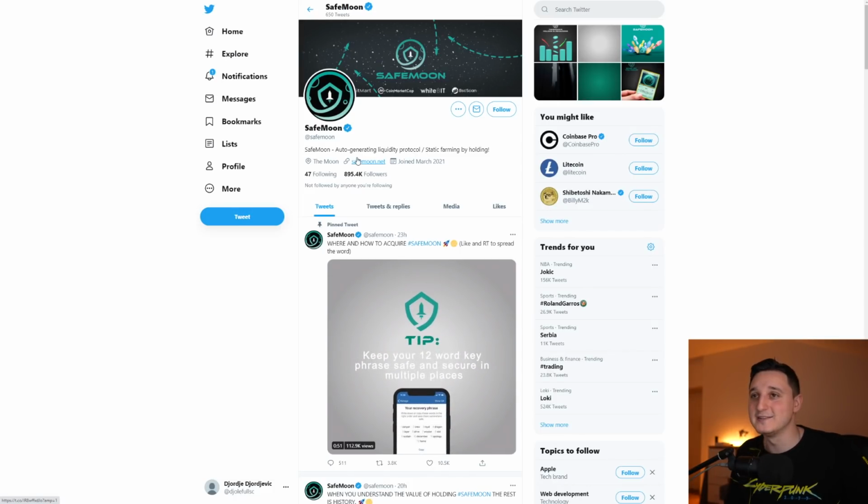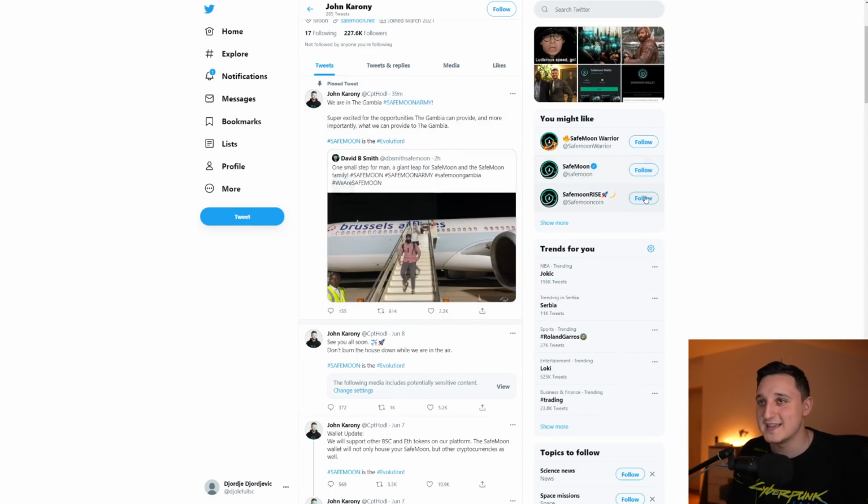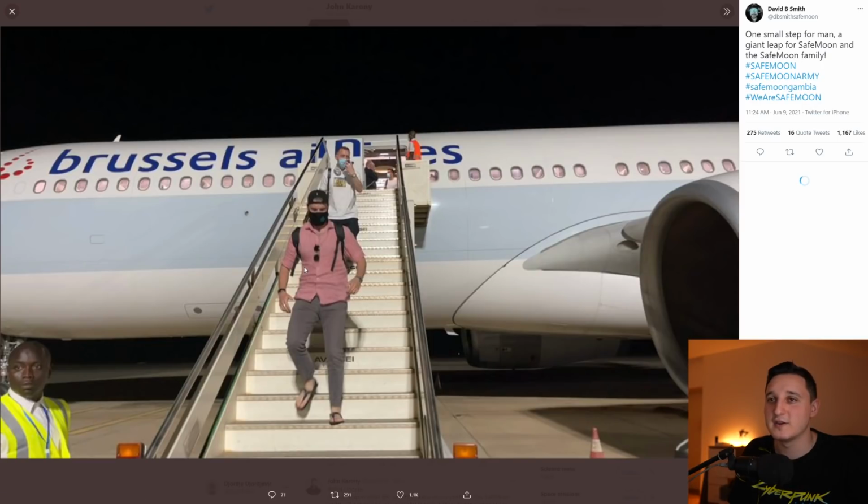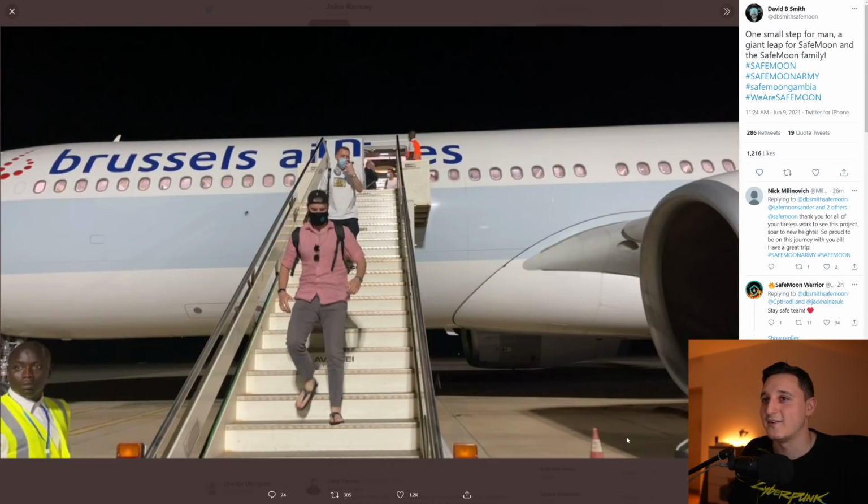So let's continue. So this is what John did say here. Look at this, we have a picture. It says we are in the Gambia, so super excited for the opportunities the Gambia can provide, and more importantly what we can provide to the Gambia. So Safemoon is the evolution. If you go here to David, look at this. Let's go. Awesome to see. One small step for man, a giant leap for Safemoon and the Safemoon family.